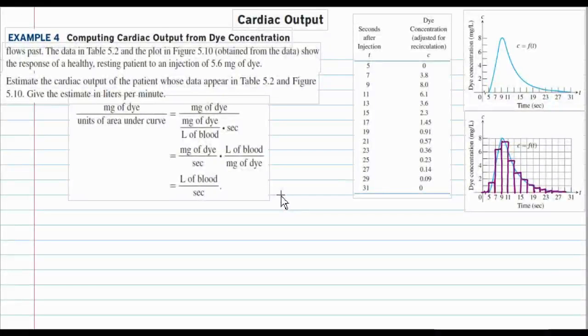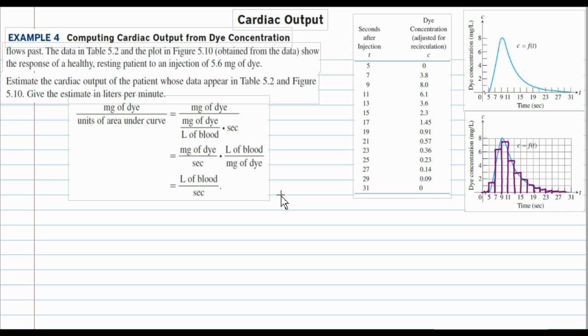This is the screencast for section 5.1, example 4. We are going to be cardiologists right now. We're going to try and measure the cardiac output of a healthy patient. Basically, we want to know how much blood the heart is outputting per second or per minute.